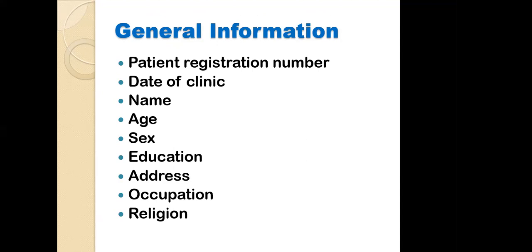So the general information, what does it cover? Patient registration number, date of visit in the clinic, the patient's name, their age, their sex, their education, their address, their occupation, their religion. I think usually people refer to it as the sociodemographic information. So you must always do your best to cover this.